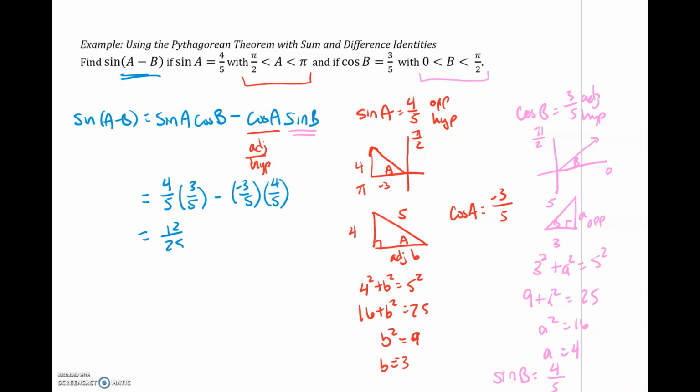12 over 25 minus a negative 12 over 25. Double negative turns into positive. And our final answer is 24/25.